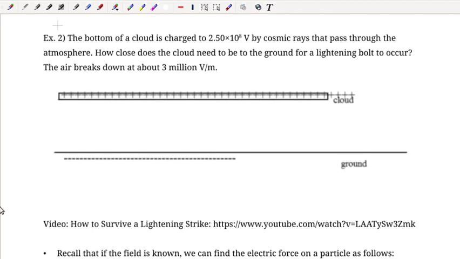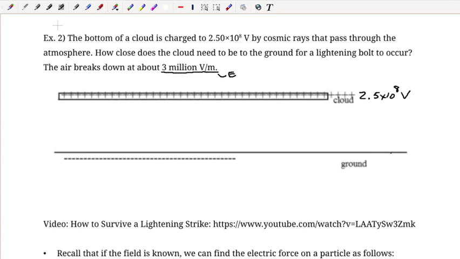The bottom of a cloud is charged to 2.5 times 10 to the 8 volts by cosmic rays that pass through the atmosphere. So the bottom of the cloud has 2.5 times 10 to the 8 volts. How close does this cloud need to be to the ground for a lightning bolt to occur? And here's a little bit of extra information. Air breaks down at about 3 million volts per meter. In other words, this is the electric field that we need. Remember, volts per meter measures electric field, in order to get a lightning strike.